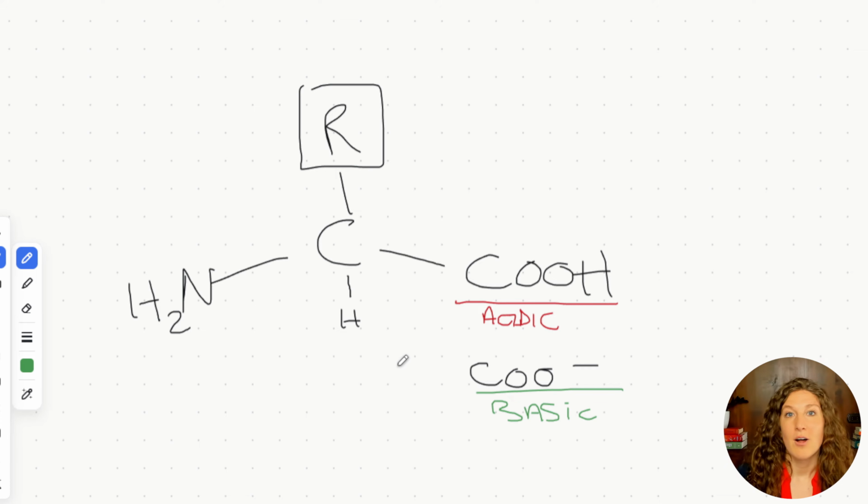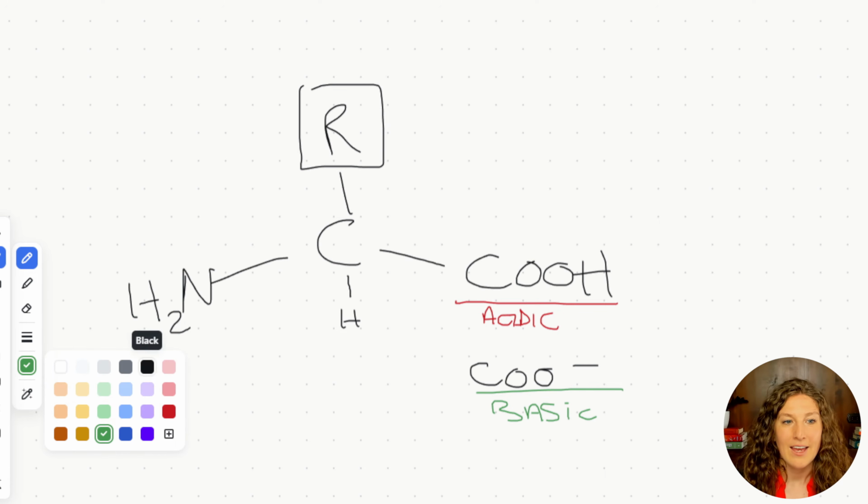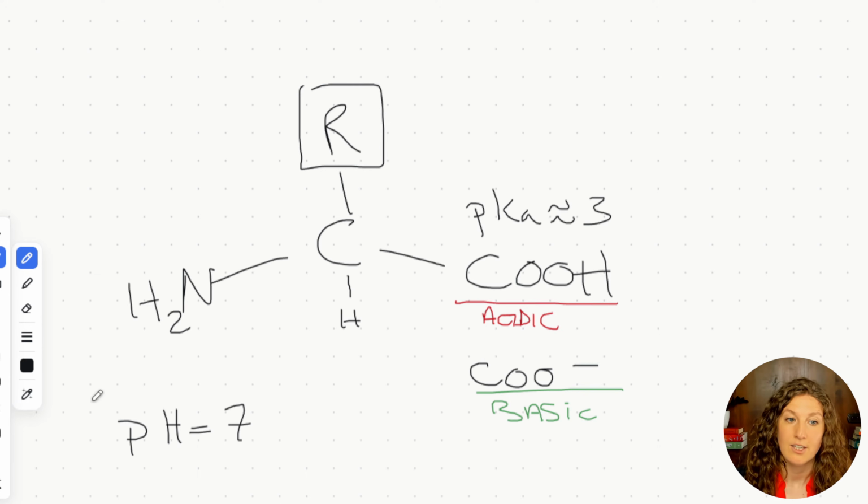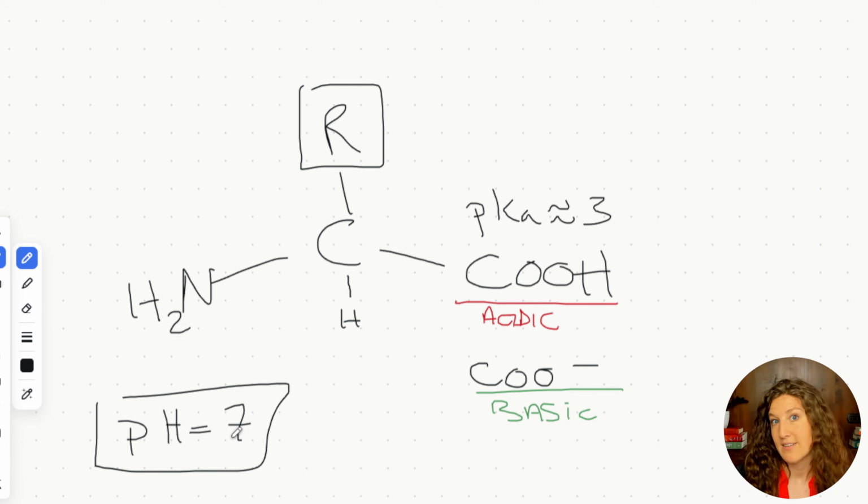If we wanted to look at the molecule as a whole, we would use the pI, which is the average of the two closest pKas in the molecule. But right now, we're going to focus on pKa. So I'm going to tell you that the pKa of the carboxylic acid is about 3, and we're going to place this in a pH solution of 7. It's going to be roughly neutral or roughly physiological.